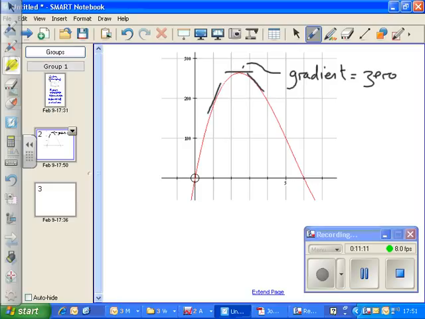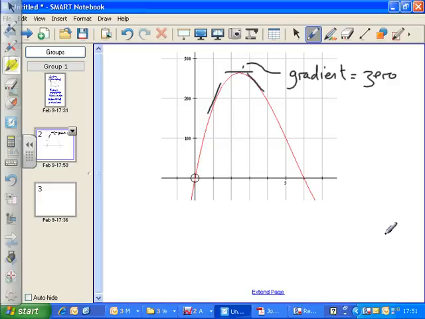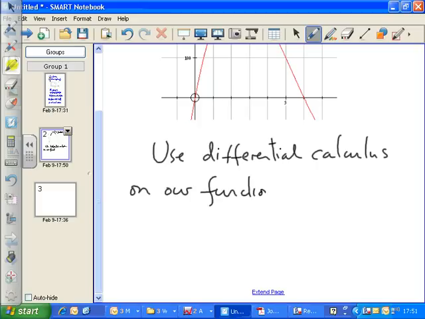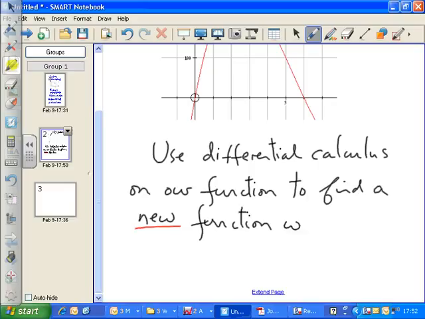So what I do is I use calculus, or in this case we call it differential calculus, on our function to find a new function. And new is an important word: it's related to the original function, but it's a whole new function, which tells me the gradient of the original function.